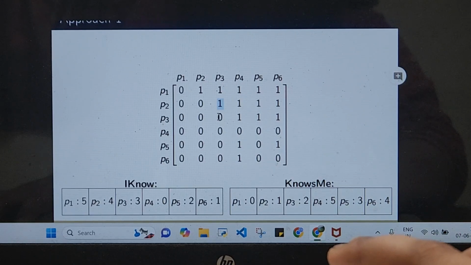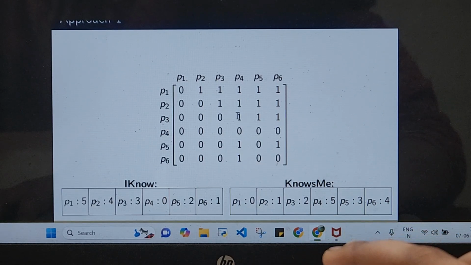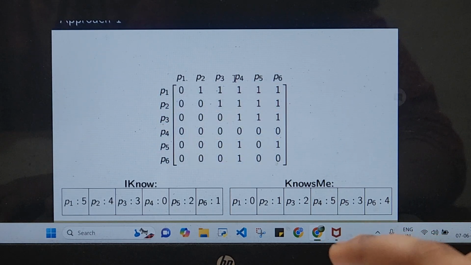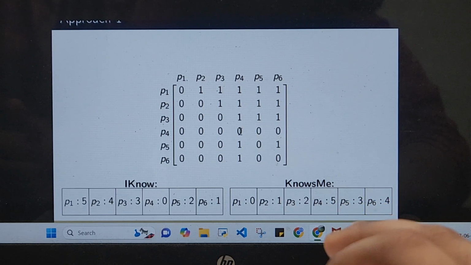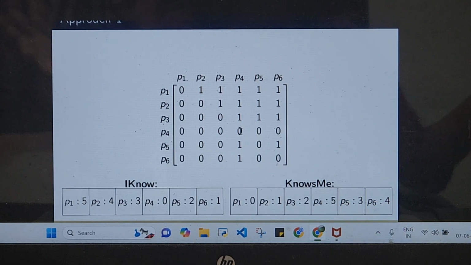Again you check, these 3 are zeros, so far so good. P3 knows P4. So P3 cannot be a celebrity. Eliminate P3, you go to P4. You check, the row is full of zeros, which is very good. So you check the column is full of ones except the self loop, of course. So P4 is the celebrity we were looking for. So you found the answer, you stop.